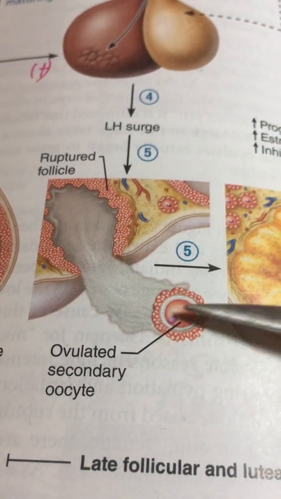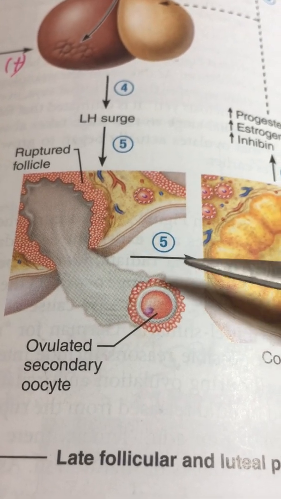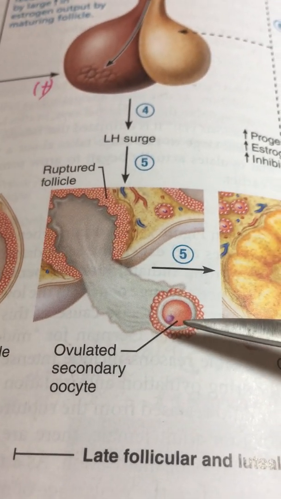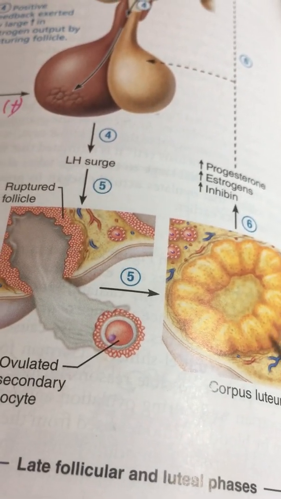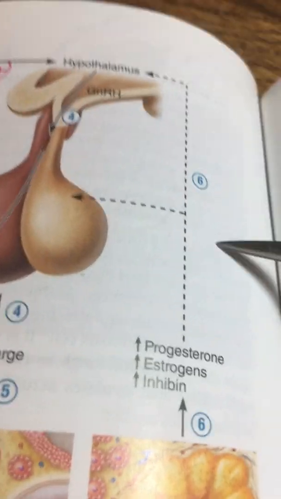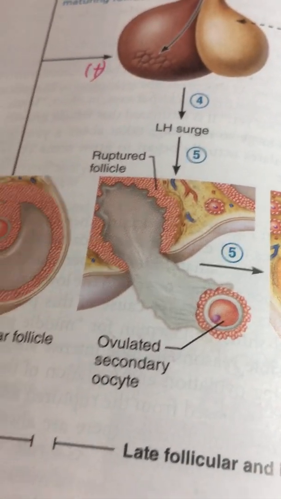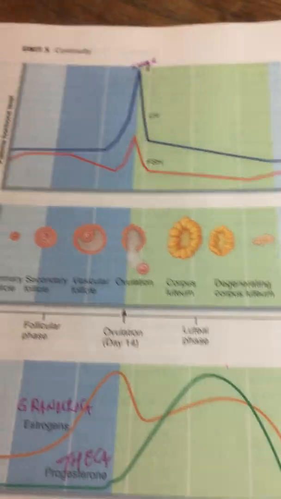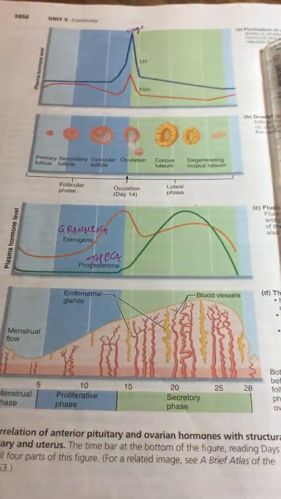And it's that surge that brings us the ovulated secondary oocyte that comes from the Graafian follicle. Okay, and then we get the resulting corpus luteum after that, and we return to negative feedback homeostasis once this occurs. Okay, so this will be graphically displayed in upcoming pictures, particularly this one. This is one of these pictures where you lay out your plastic ruler and go from left to right.